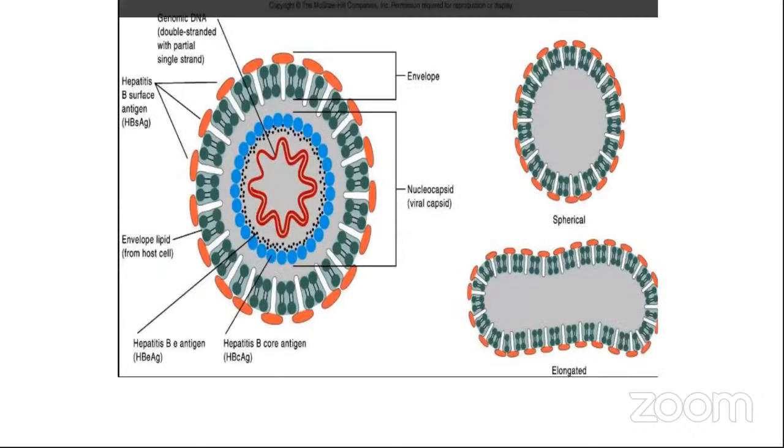So here you can see the structure of this virus, hepatitis B. At the center, you can see the red color, which shows the double-stranded DNA. Okay, so double-stranded DNA is there.